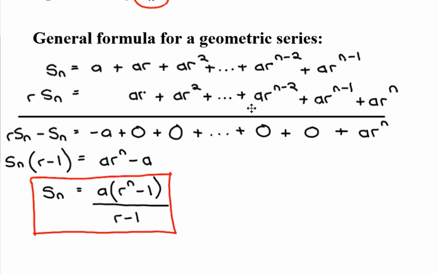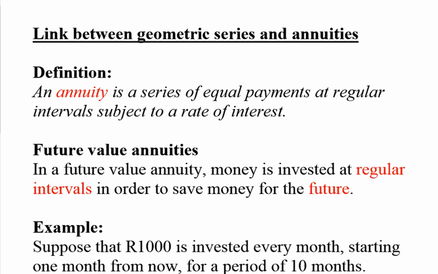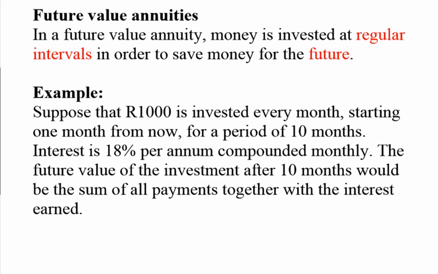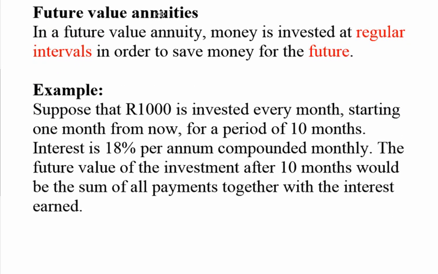All right, so that's the formula for a geometric series. Let's dive straight into the link between a geometric series and our annuities. Now I'm going to look in more detail later at what an annuity actually is. But for the moment, an annuity is a series of equal payments at regular intervals subject to a rate of interest. And the first one we're going to look at is a future value annuity.